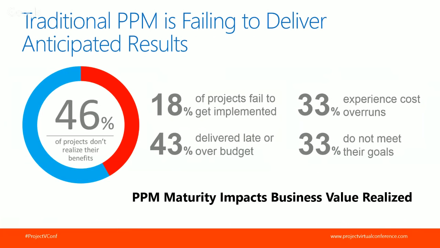I think the stats on the right-hand side here are fairly well understood, whether it's the Standish Group saying that 18% of projects fail to get implemented, or 43% of projects come in challenged, or Gartner saying that 1 out of 3 completed projects experience cost overruns, or the good old PMI saying that 33% of projects fail to deliver on their intended goals.